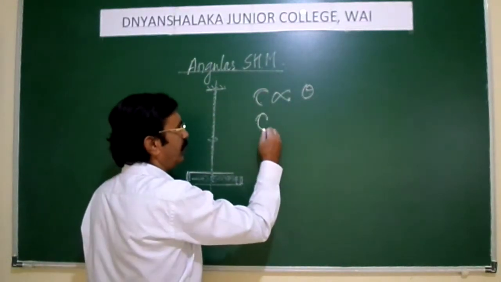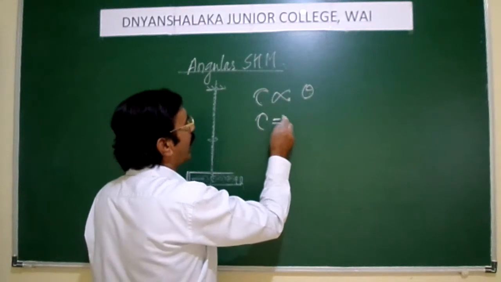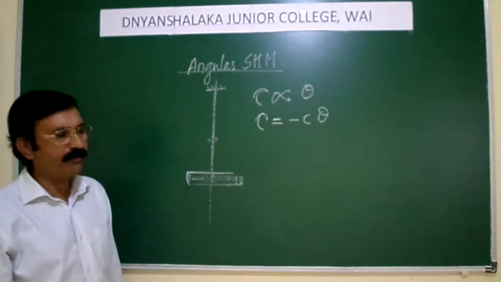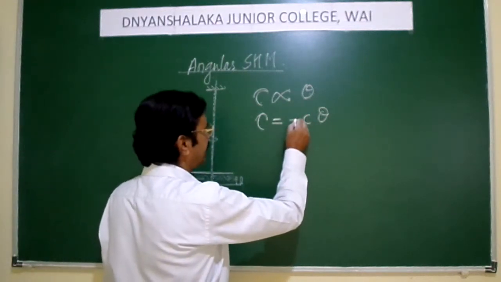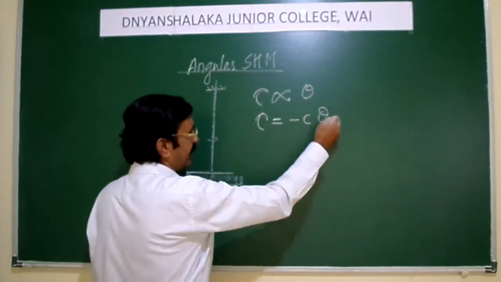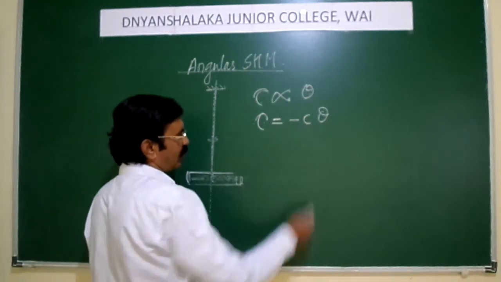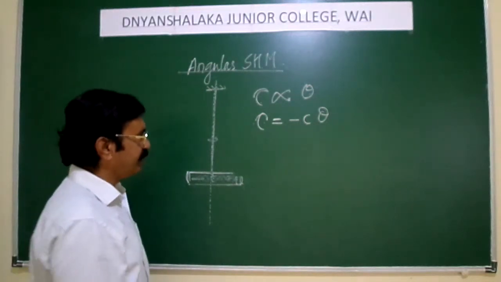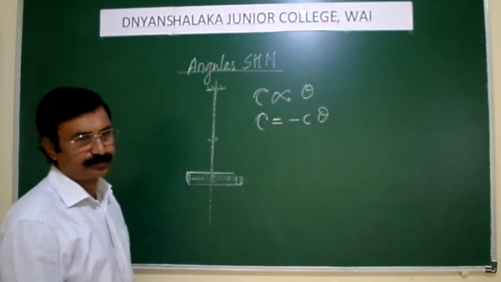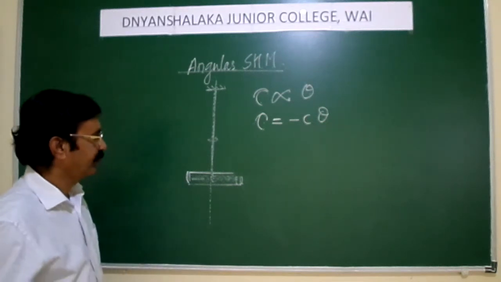And so if you give the equality sign over here, it becomes minus c into theta, where c is the constant of proportionality. The negative sign indicates that the restoring torque and the angular twist are in opposite directions. C is called the constant of proportionality. It is torque per unit twist.